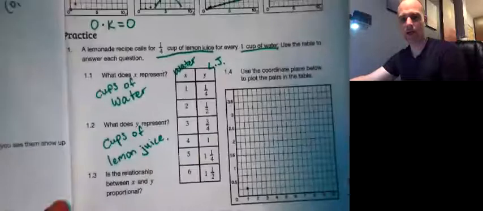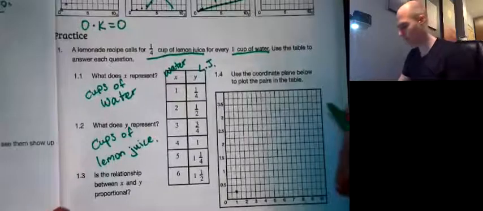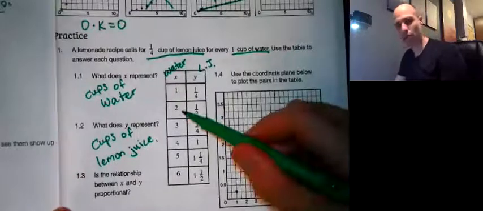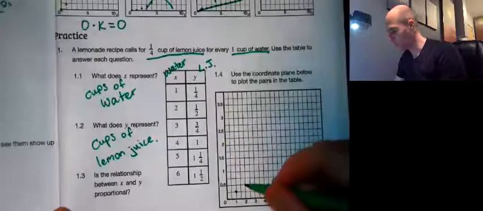I have 1 for X and 1/4 for Y. So that's the point 1, 1/4. And I knew that 1/4 was right here because it's right between 0 and 0.5, right? And I'm thinking about 1/4 being 0.25. All right, so the next one is 2, 1/2. So I'll go 2, 0.5.